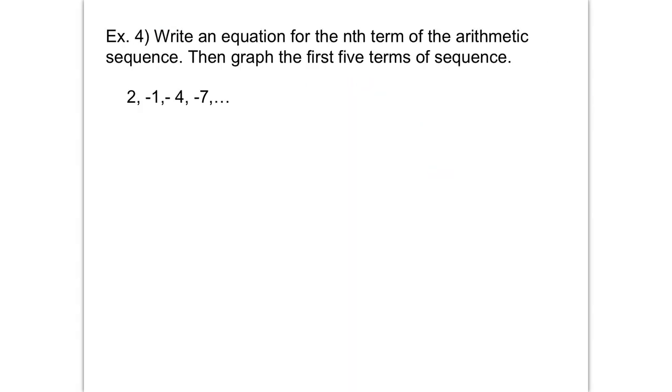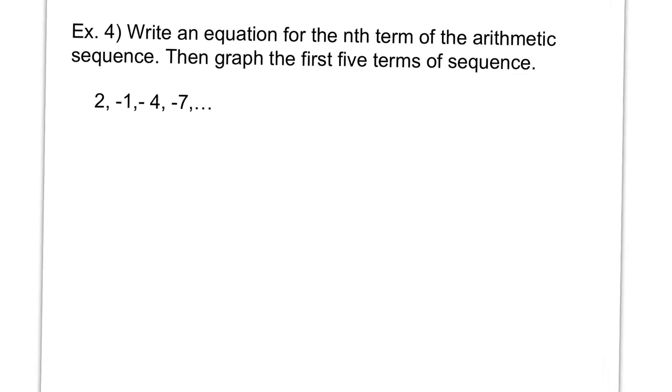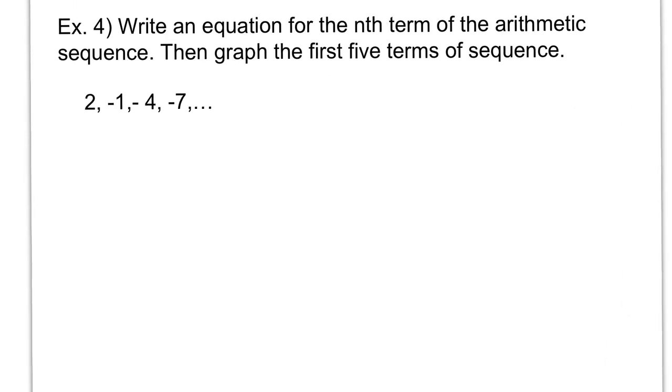All right, so let's try this one here. You guys have an equation. We want to write the equation. And we have a 2, a -1, a -4, and a -7. Once again, I'm just going to circle right the equation of the nth term. So let me write down the formula, the actual rule for an arithmetic sequence.